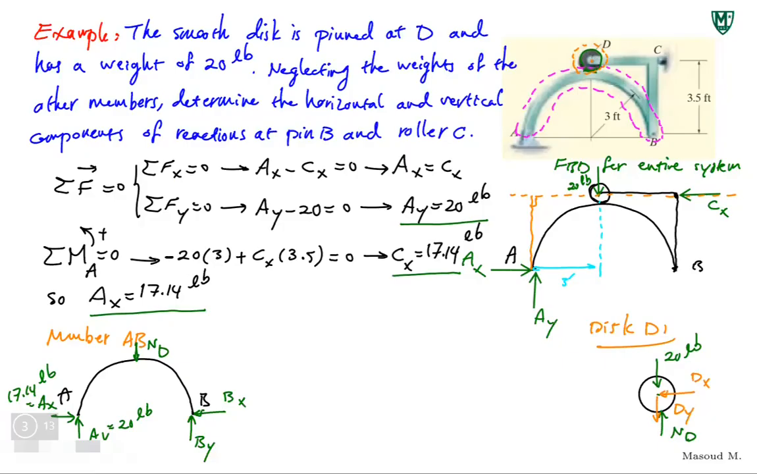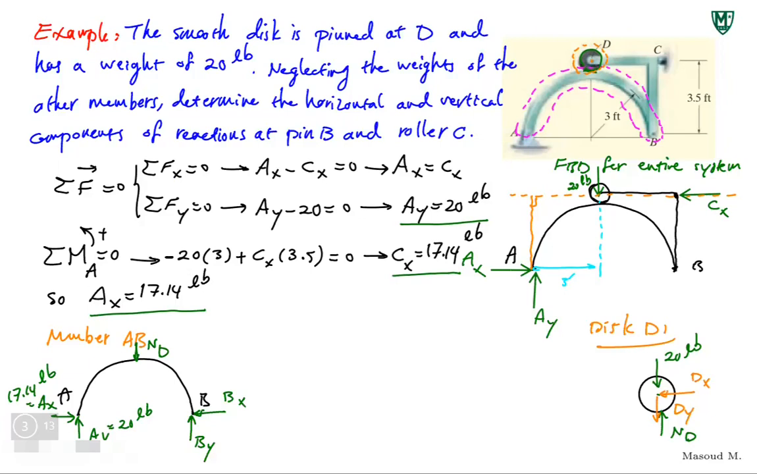We'll look at disk D. If you look at disk D, ND should be the same force applied from member AB to disk D, but in the opposite direction. So I put it on that. 20 pounds is the weight. And now disk D also is attached to member BCD at pin D. Since it's a pin, there are two components of the force, one in X and one in Y.